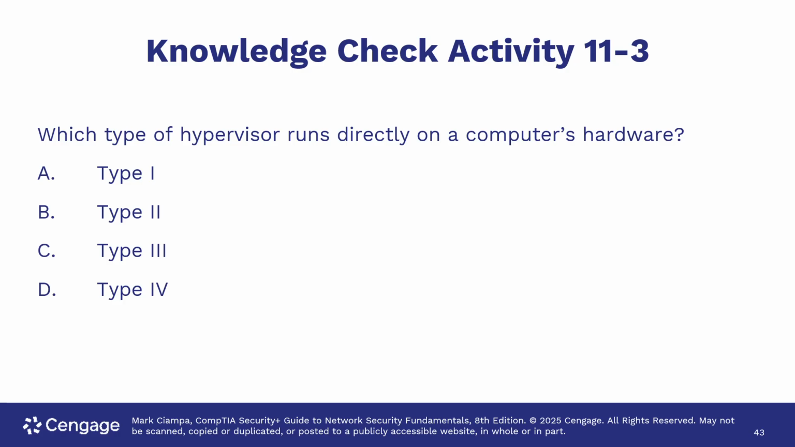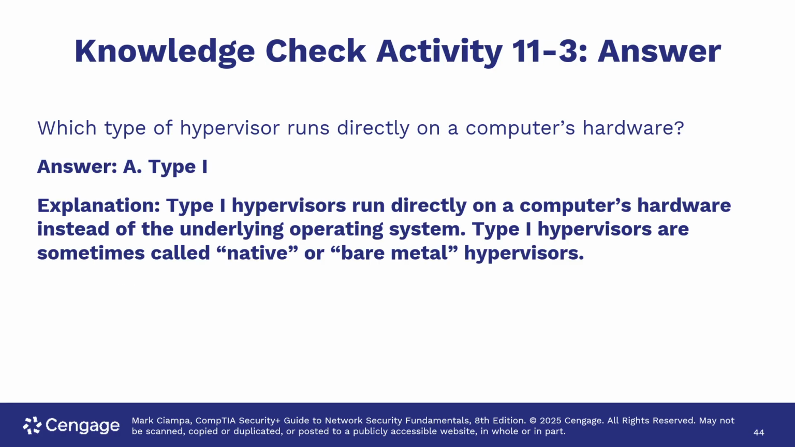Remember, one boots right into it, which is your one type, and the other boots into it on top of the operating system. That's your second type. So if you're not sure, you want to understand this so that you can grasp it right away. Your answer is going to be a type 1 hypervisor. Type 1 hypervisor runs directly on a computer's hardware instead of the underlying operating system. Type 1 hypervisors are sometimes called native or bare metal hypervisors for that purpose, because they just run right on there and don't require an operating system.